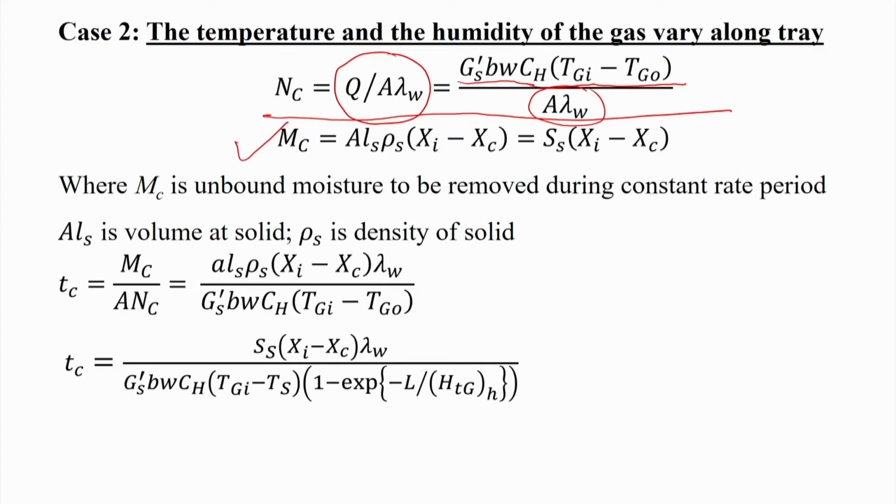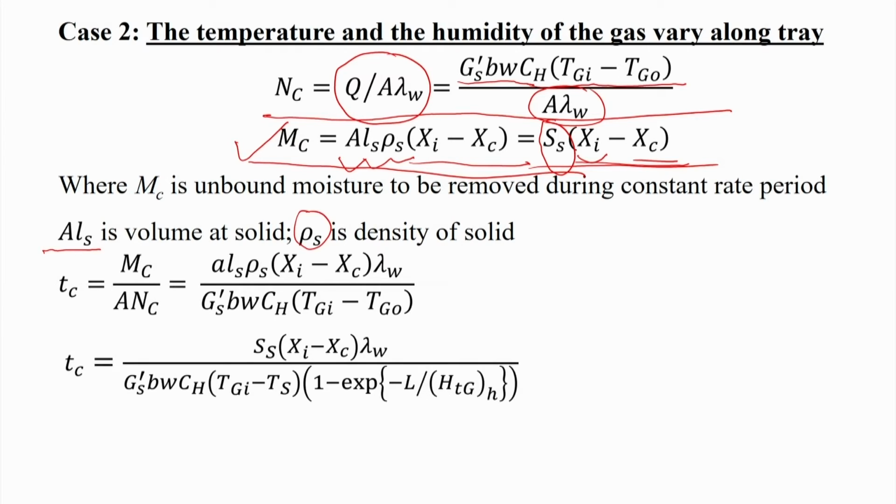The amount of unbound moisture removed during the constant drying rate period, MC, will be A into Ls into rho S into (Xi minus Xc). We have already derived this; it is nothing but Ss into (Xi minus Xc). Ss is the amount of wet solid we have, Xi is the initial moisture content, and Xc is the critical moisture content. A is the top area and Ls is the height of the wet bed, so A into Ls is the volume of the solid, and we assume the density of the solid is rho S.